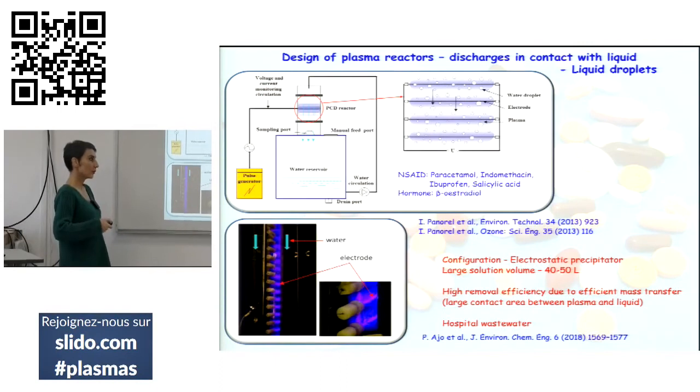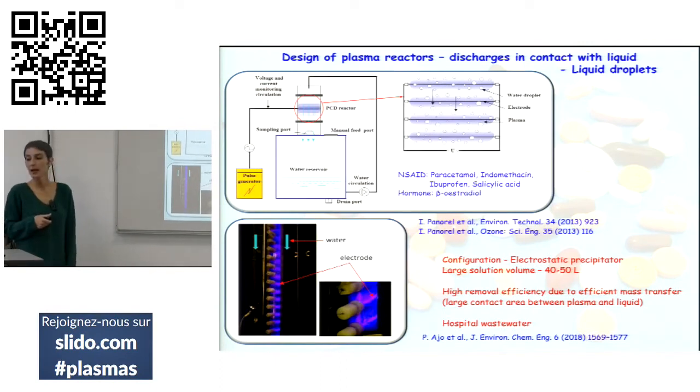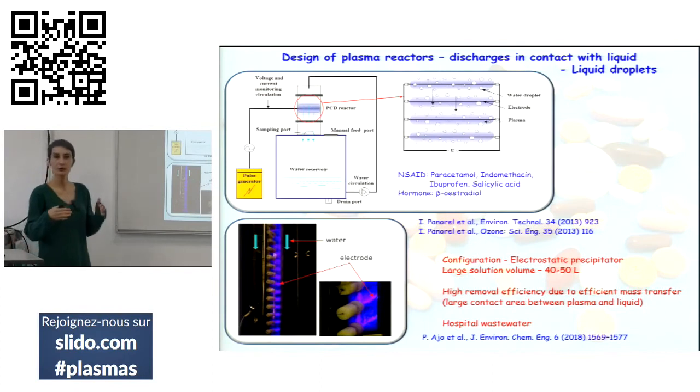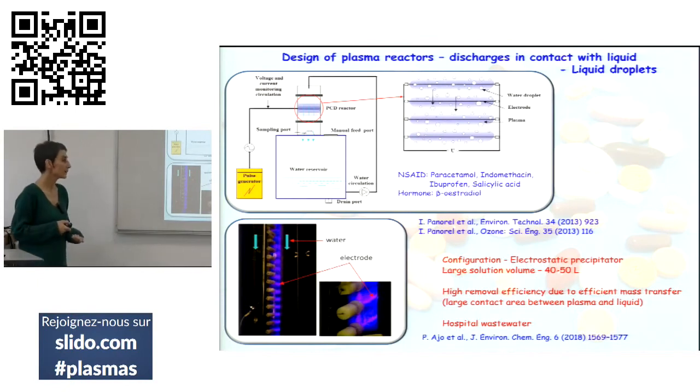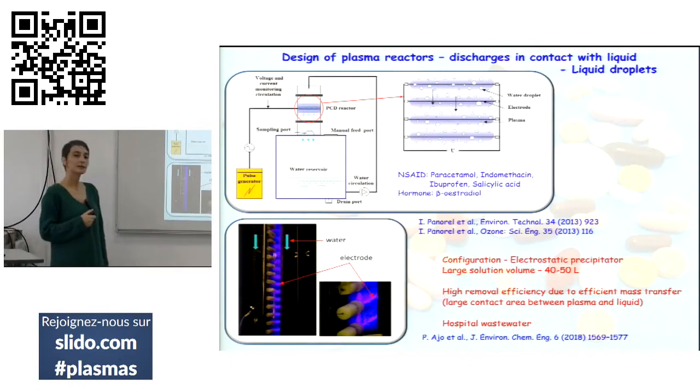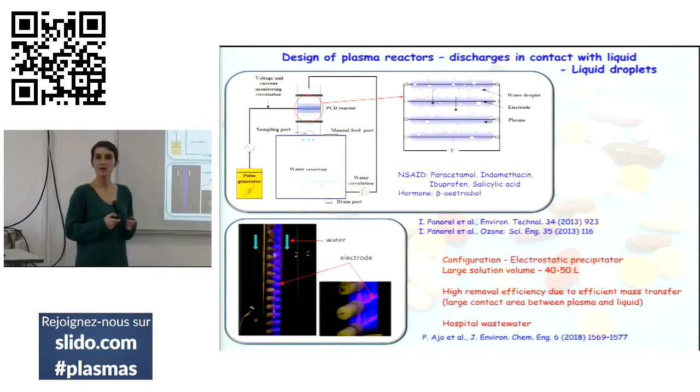Then there is quite a large contact area between the plasma and the liquid. And they are quite successful. They obtain very high removal efficiency due to this efficient mass transfer of the species to the liquid. And from what I know, they recently patented this configuration, and they are using it for real hospital wastewater.